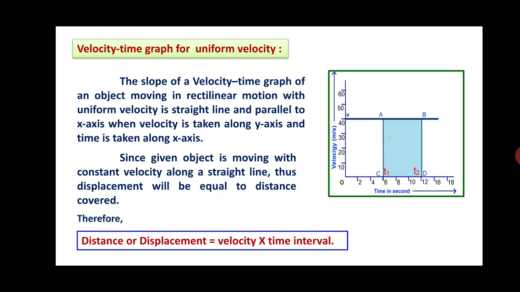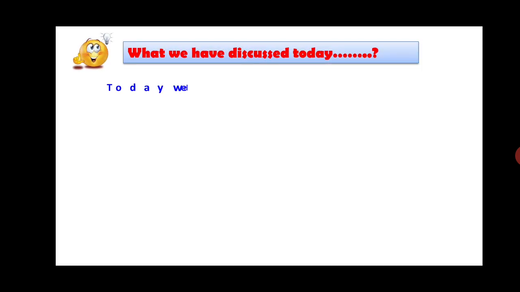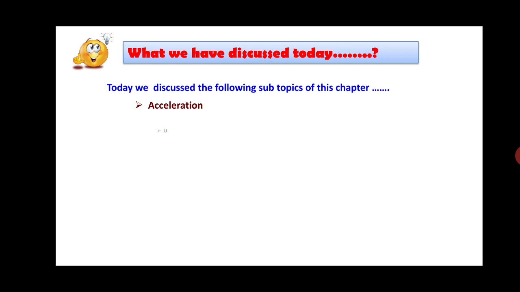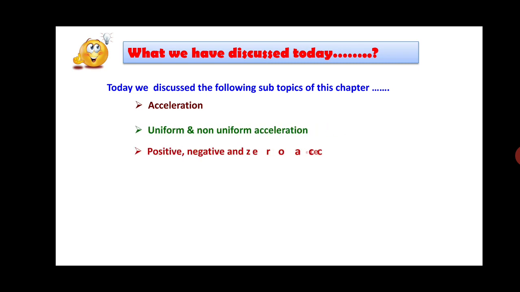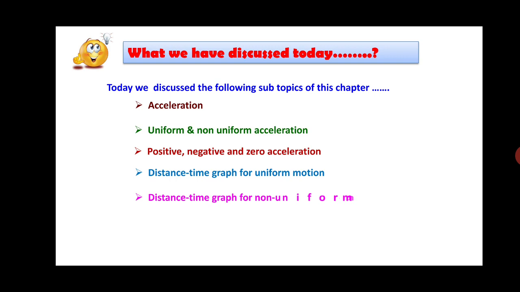I think you understood all these explanations. Now, what we have discussed today in this session are the following subtopics. Acceleration means what? Then uniform and non-uniform acceleration, positive, negative and zero acceleration, distance time graph for uniform motion, distance time graph for non-uniform motion, then velocity time graph for uniform velocity. So I think you understood all these things.